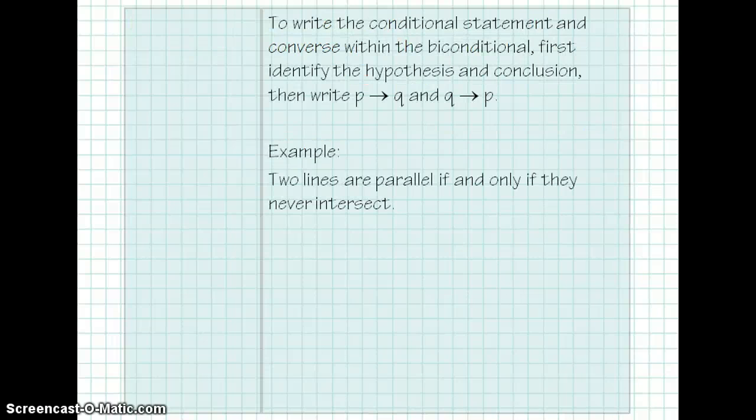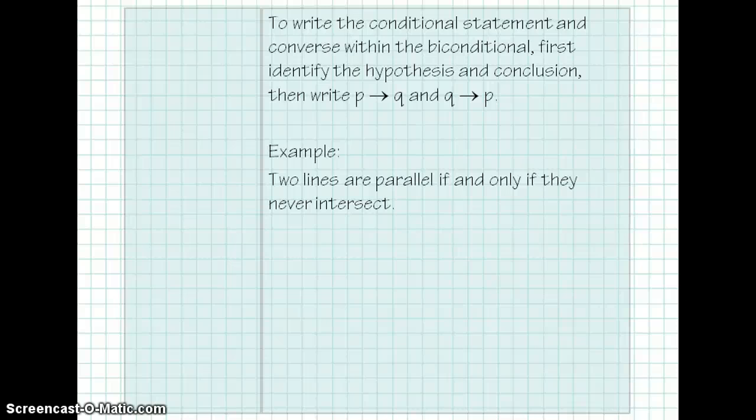So the way that we take a biconditional and write the converse and the conditional from it is we realize, okay, this is what it's made up of. We've got the hypothesis, we've got the conclusion, and then all we have to do is put them in the right order.